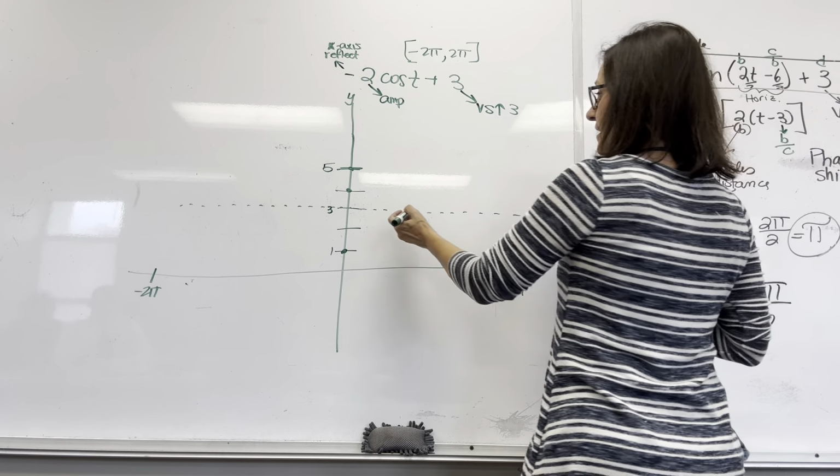What is this called? Horizontal shift. It's a horizontal shift or a phase shift. It's left by pi over 2.